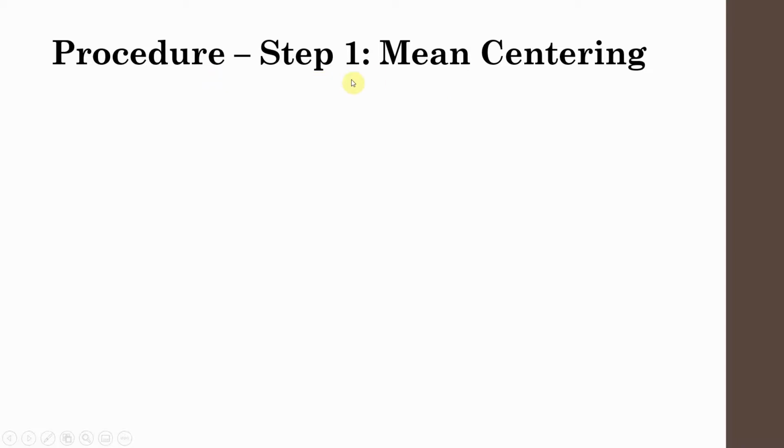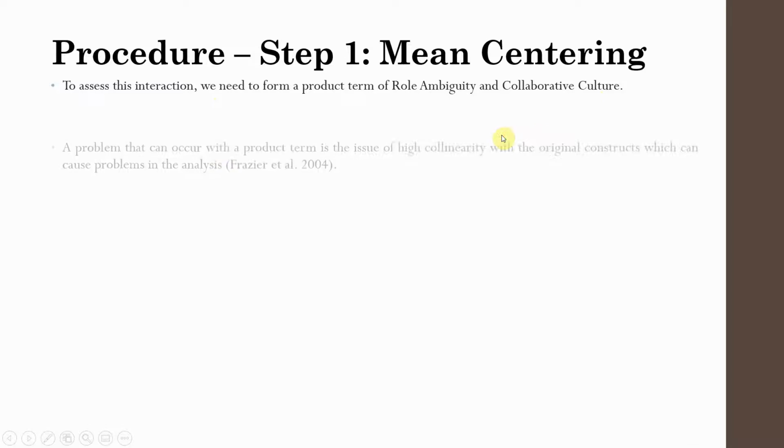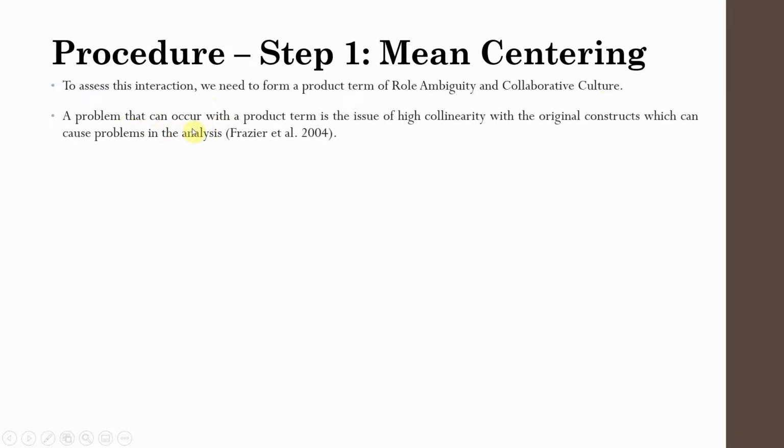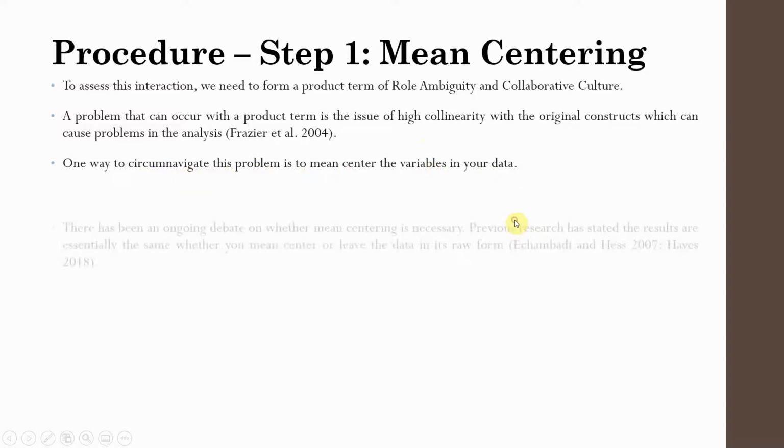So what's the first step? The first step is mean centering. To assess this interaction, we need to form a product term of role ambiguity and collaborative culture, that is the interaction of the moderator and the independent variable. A problem that can occur with the product term is high collinearity with the original constructs in the model. Now, one way to circumvent this problem is to mean center the variables in your data.